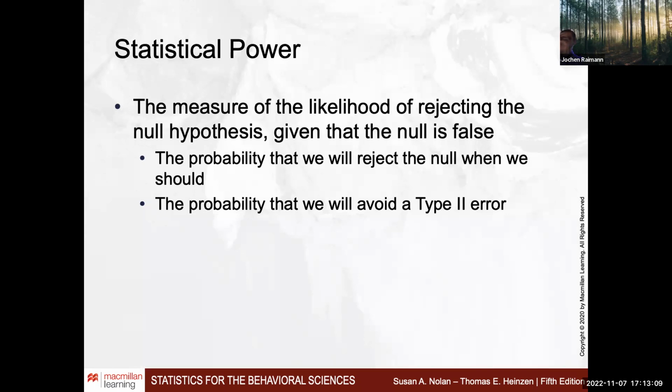So the alpha basically determines our maximally acceptable type 1 error. The type 2 error is a little bit trickier because it is basically the so-called beta. So you have an alpha and a beta. The alpha is the type 1 error, the type 2 error is the beta.